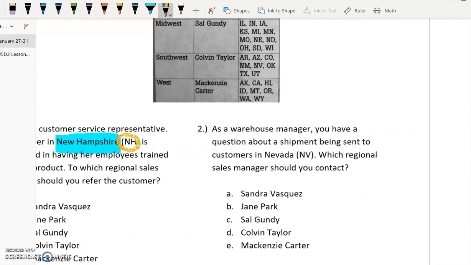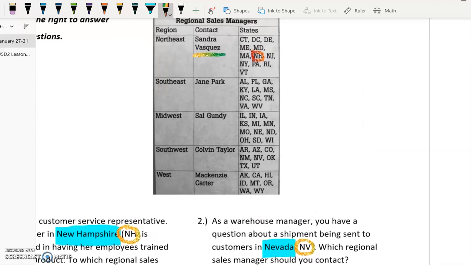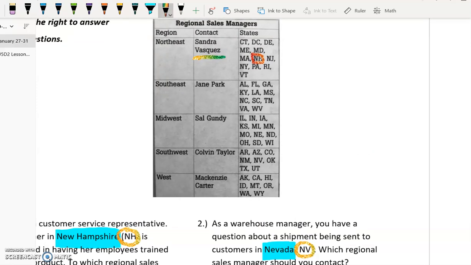It says as a warehouse manager, you have a question about a shipment being sent to customers in Nevada. Again, taking note of what state you are talking about, Nevada, and the abbreviation that they give us. If they did not give us the abbreviation, you might have to actually look that up in order to use this chart, because nowhere up here does it actually say Nevada, and if you didn't know that abbreviation, you'd have to look it up, like I said.